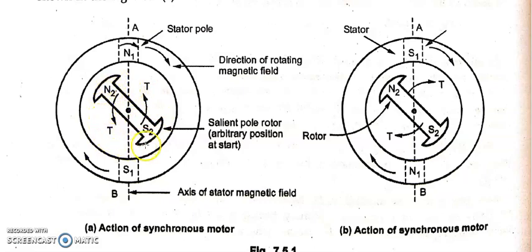It tries to rotate in the anti-clockwise direction so that N2 gets attracted towards S1, whereas S2 gets attracted towards N1. That is the reason why it tries to rotate in the anti-clockwise direction. Now the rotor hardly moves in the anti-clockwise direction. Suddenly the stator poles will interchange. You can see it is N1 and S1 initially, but after interchanging, N1 has become S1, whereas S1 has become N1 in the stator, as can be seen in figure B.